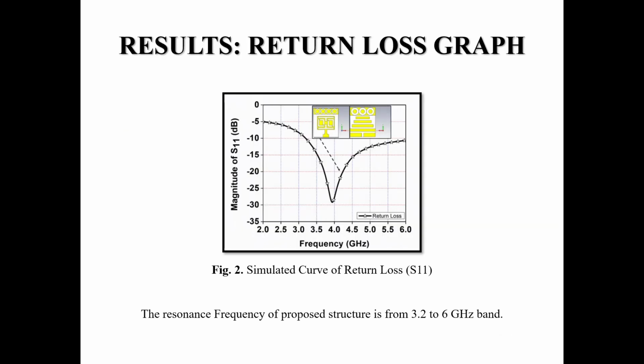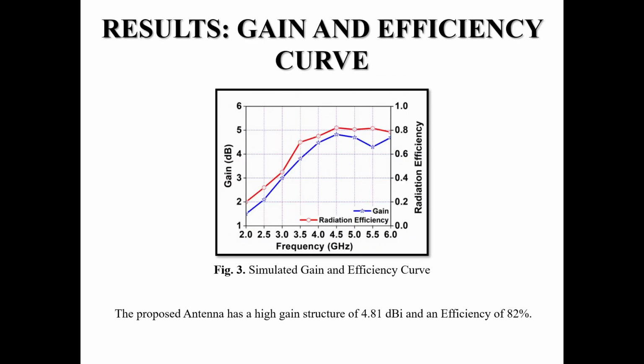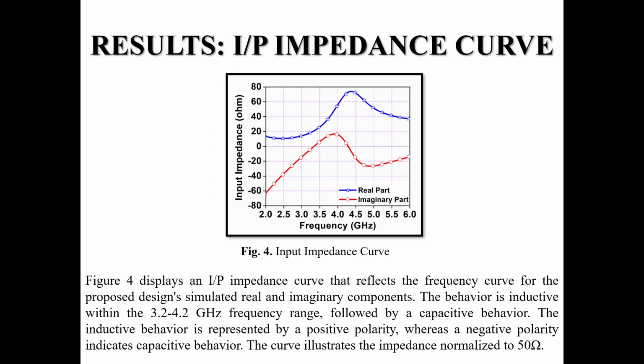Moving on to results, first we have return loss graph as shown in figure 2, whose frequency ranges from 3.2 to 6 GHz band. Then we have gain and efficiency curve, whose high gain is 4.81 dBi and efficiency is 82%. Then we have impedance curve.